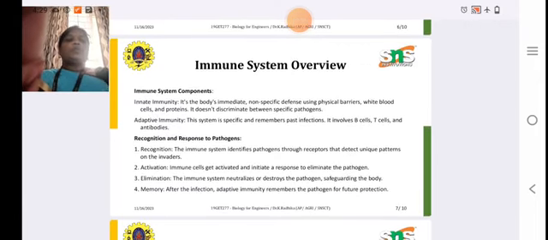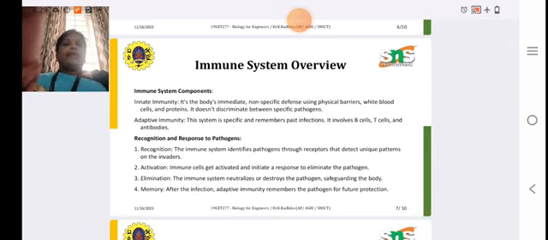Then the immune system: the overall immune system, how does it work? Immune system components. Innate immunity is the body's immediate non-specific defense using physical barriers, white blood cells and proteins. It does not discriminate between specific pathogens. Adaptive immunity: the system is specific and remembers past infections. It involves B cells, T cells and antibodies. Recognition and response to pathogens.